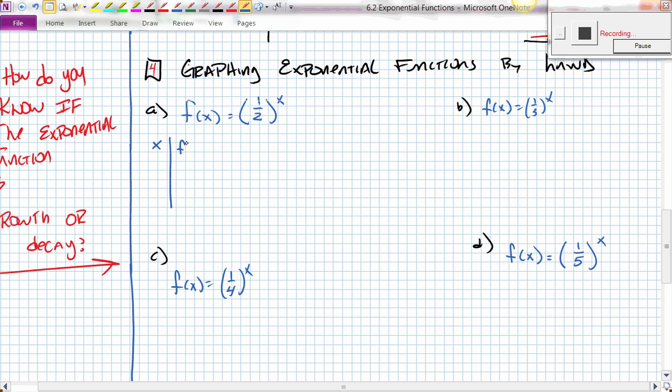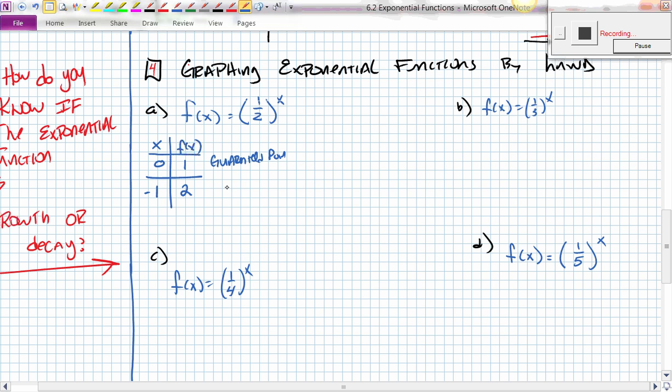So again, I'll make a little table to demonstrate where I'm getting these points from. Again, if I plug in 0 to f of x equals 1/2 to the x, what do you get out? 1. You still get 1, right? That's still the guaranteed point. Okay? But if I plug in an exponent of negative 1, what's 1/2 to the negative 1? 2. 1/2 to the negative 1 is 2.